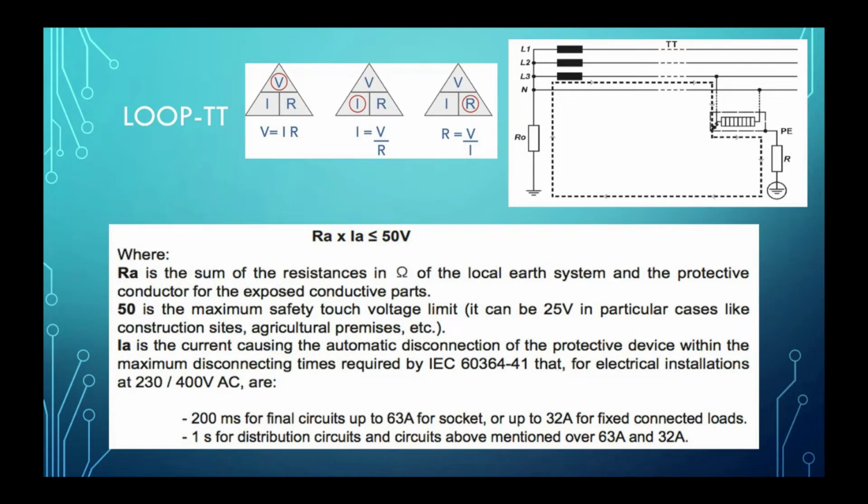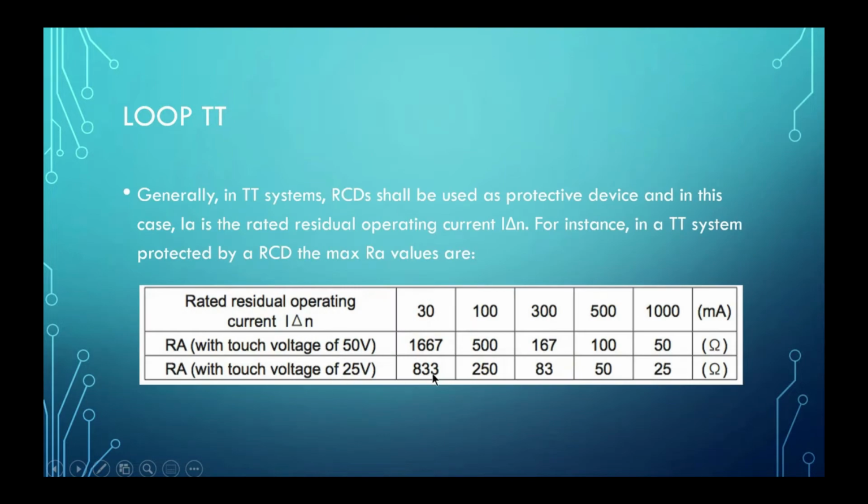So there is a higher possibility of electric shock to happen. So they may need more safety, a lower safety touch voltage, and they may need a lower impedance range. So this is 25 volt.